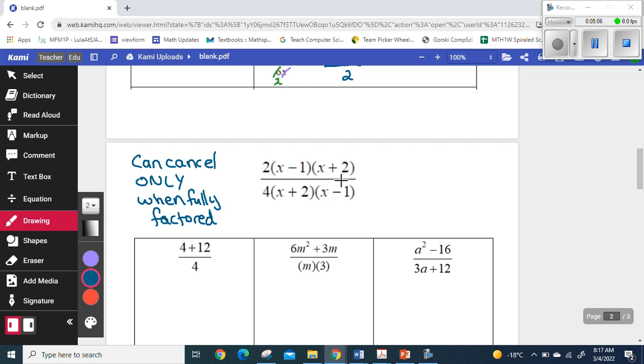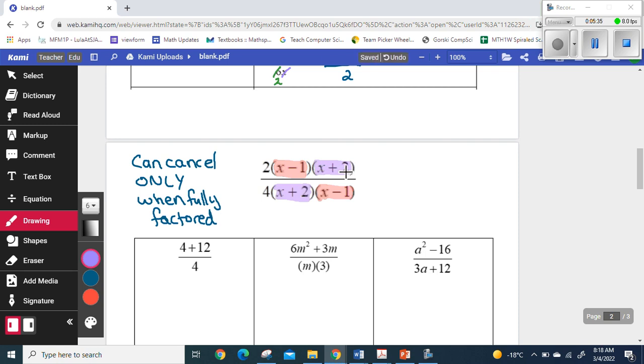So you have to get your numerator and your denominator to look something like this before you can start canceling. And then you start looking for matching pairs. So if I look in here, let's see. This x minus 1 is the same as this x minus 1, so they can cancel. This x plus 2 is the same as this x plus 2, so I can cancel the full bracket.